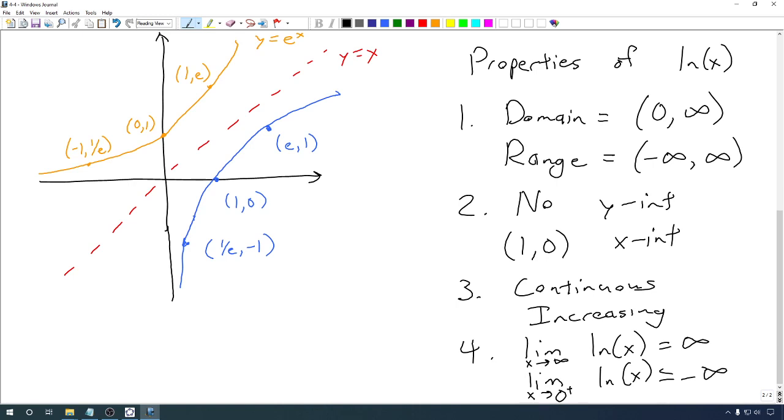So those are all properties that we can get of the natural logarithm just based off what we can get from the graph of it. And we got that graph just based off of e to the x. But there are some other properties of the natural logarithm, more algebraic type properties.